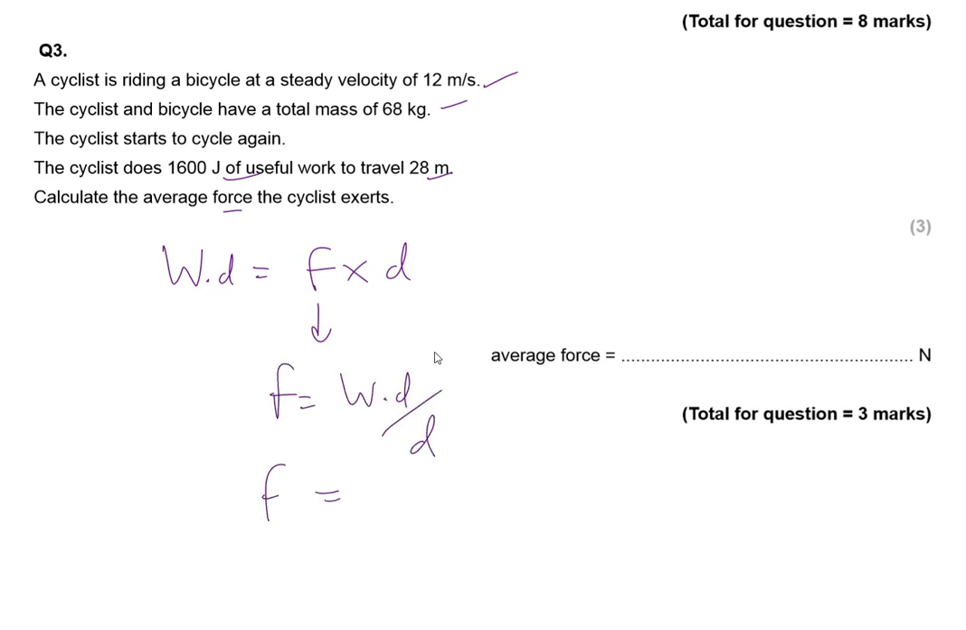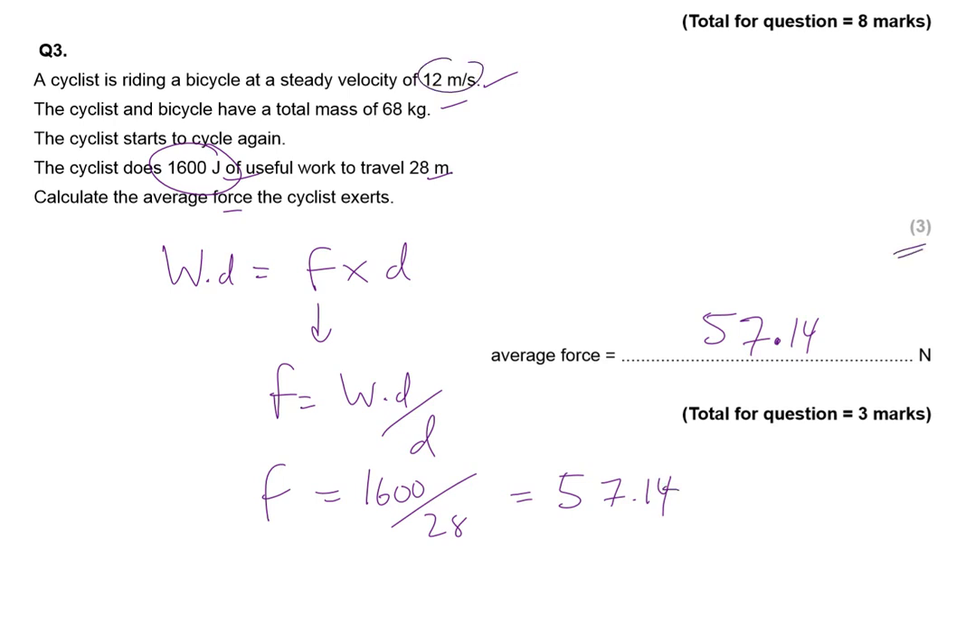The work done is the energy, which is this much, divided by 28. And then the energy is this. So therefore the answer is this much. There we go, for 3 marks.